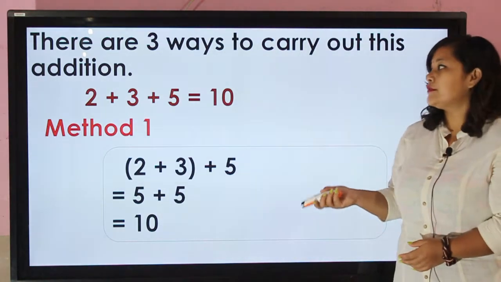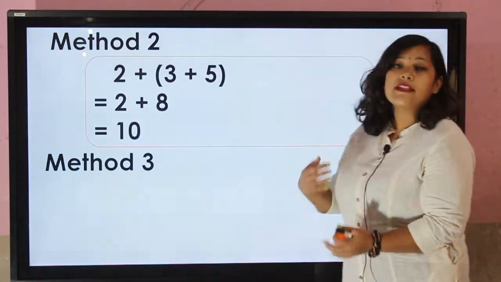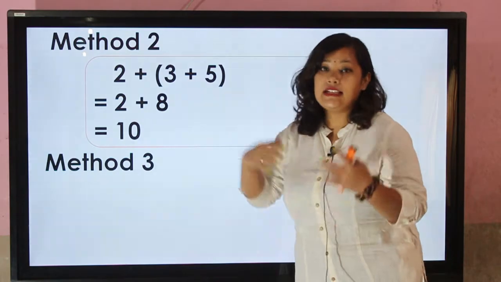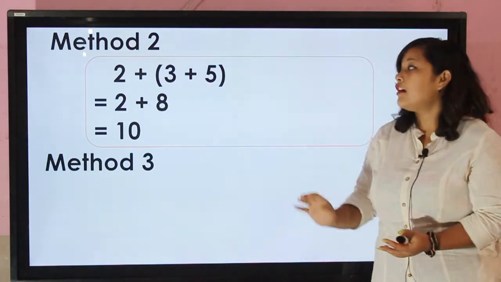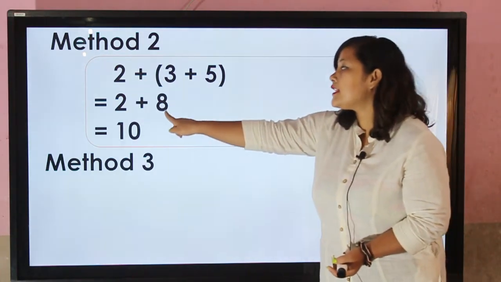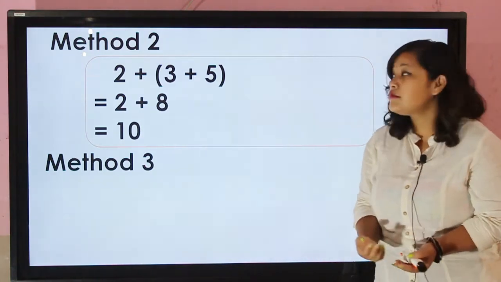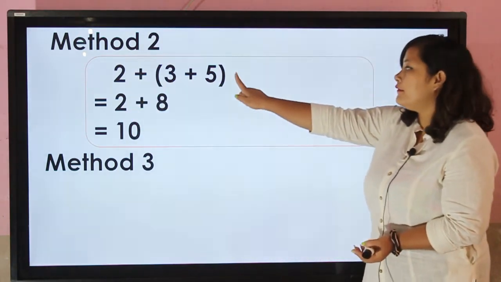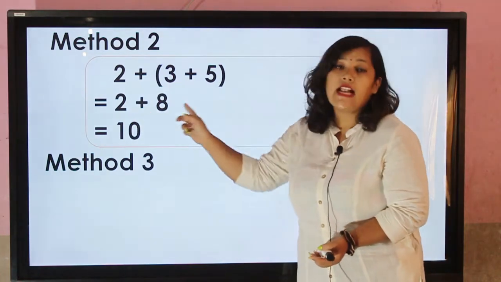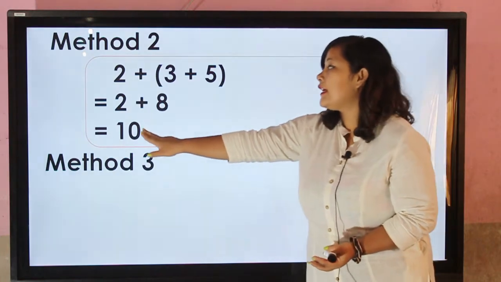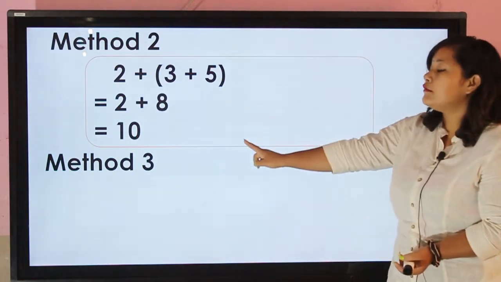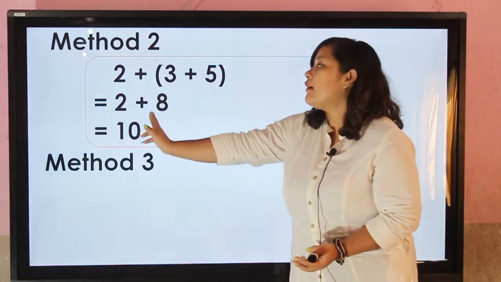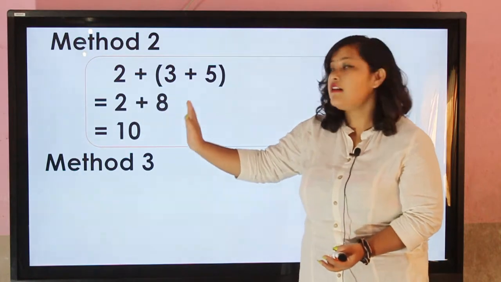Okay, let's see method 2. Now we add the second number and the third number. We write the first number as it is, that is 2. Now we add the second and third numbers. 3 + 5 = 8. Now the first number 2 is written as it is, and we add it to the 8. 2 + 8 = 10. Okay, this is method 2. In method 2, we add the second number and third number, get their sum, and then add that sum to the first number to get the result.